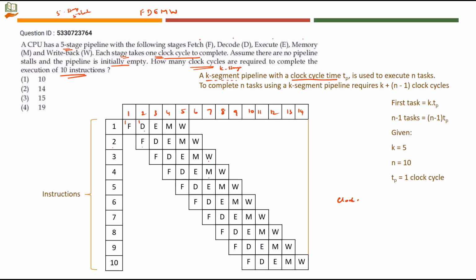So clock cycles is equal to K plus n minus 1. What is K? It is 5. What is n minus 1? It is 10 minus 1, which is 9. 5 plus 9 is equal to 14. Did we get 14 here? Yes. Option number 2, 14, will be the right answer. This is how in the reference book they would have explained it, and from there they would have given the formula K plus n minus 1 into TP.